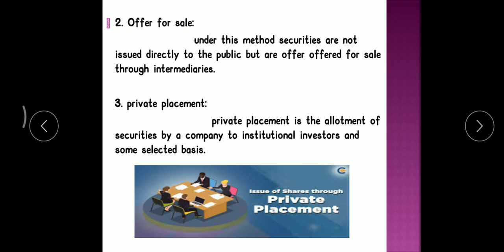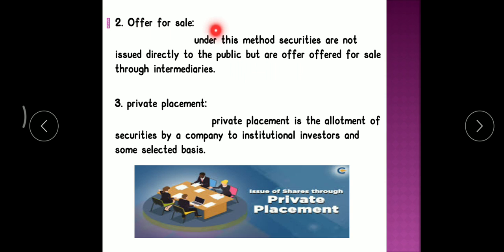Under this method, securities are not issued directly to the public but are offered for sale through intermediaries. They are going to sell the shares and bonds directly to the intermediaries. Intermediaries are nothing but issuing houses or stock brokers. You are going to sell your shares and securities, but not directly to the general public.